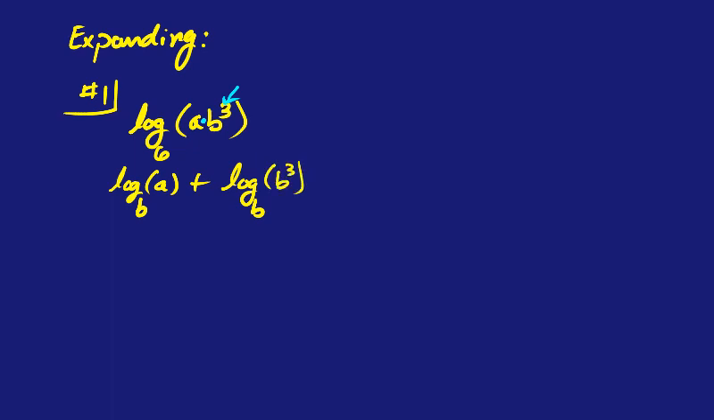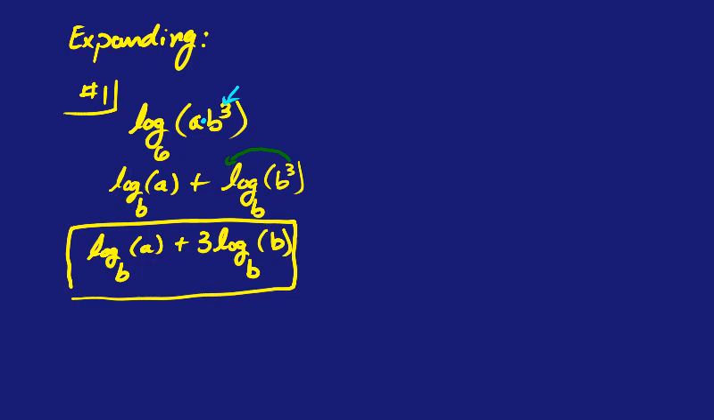Then we don't leave exponents where they are, but since exponents now can come in front, we'll finish the problem using the power property. So log base b of a plus 3 times log base b of b. Okay? And that would be fully expanded out.